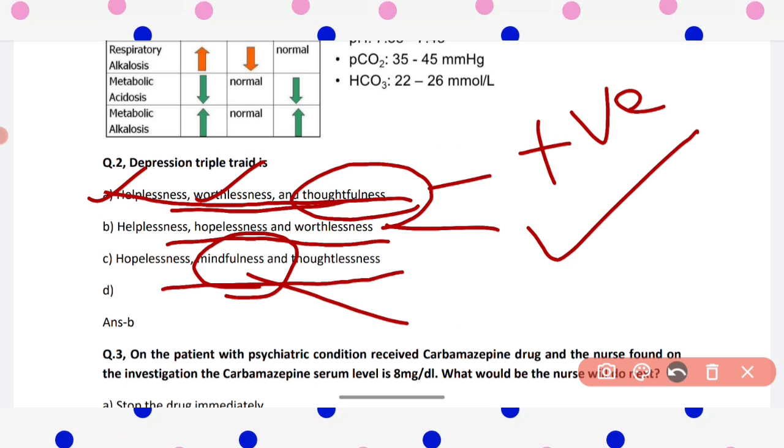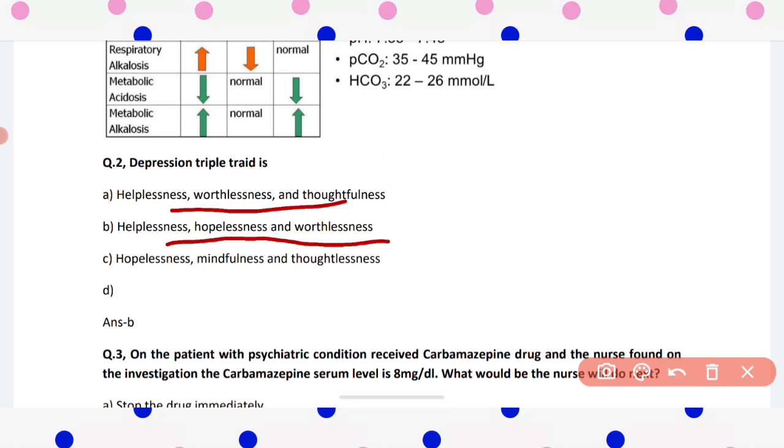So which is the right answer here? Option B, that is helplessness, hopelessness and worthlessness. Okay, B is the right one.